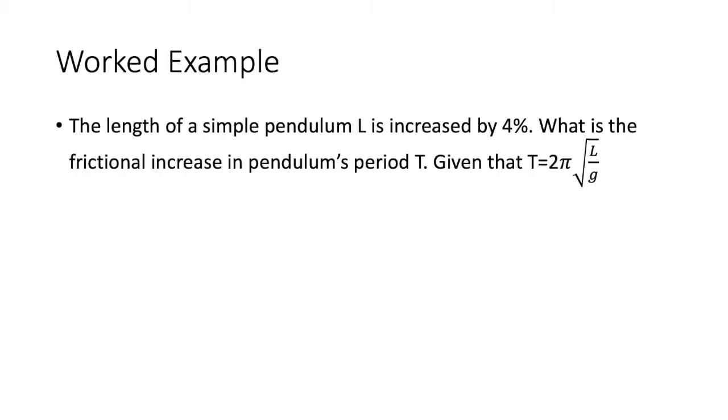The length L of a simple pendulum is increased by 4%. What is the fractional increase in the pendulum's period, given that the period is equal to 2 pi times the square root of L over g? g is the gravitational acceleration of Earth, equal to 9.81 meters per second squared. Pause the video and try this problem by yourself first.